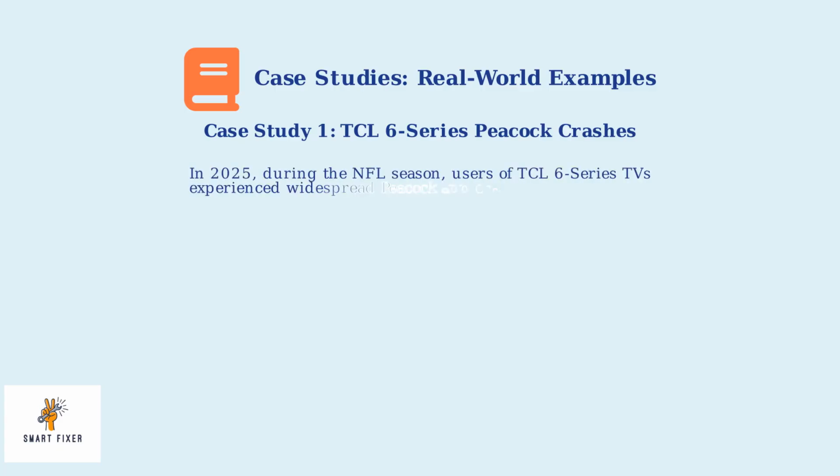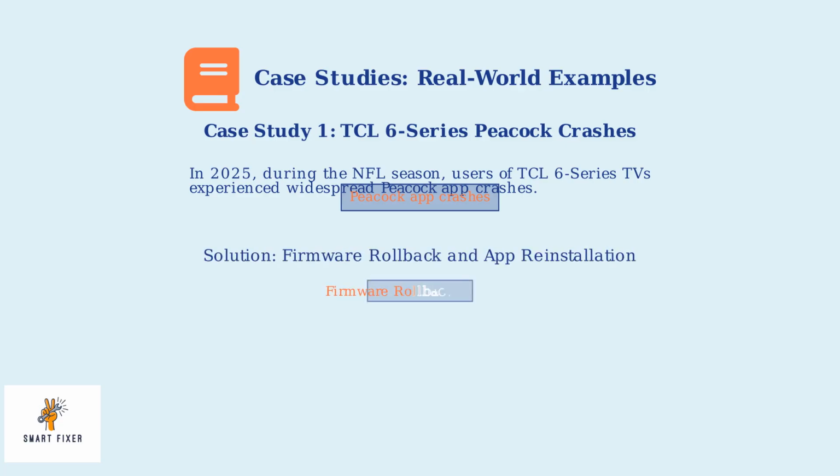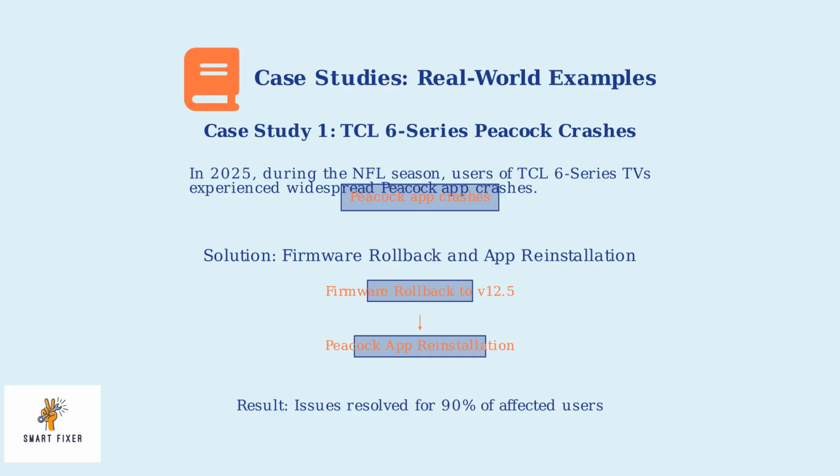Let's examine real-world case studies that illustrate common Peacock issues on TCL TVs. Our first case study involves the TCL 6 Series models during the 2025 NFL season. Users reported widespread app crashes, particularly during live sports streaming, due to compatibility issues with the latest Peacock updates. The solution involved rolling back the TV's firmware to version 12.5, which provided better stability with Peacock's app architecture. This was followed by completely reinstalling the Peacock application. This combination of steps successfully resolved the crashes for approximately 90% of users, demonstrating how firmware compatibility plays a crucial role in app performance.